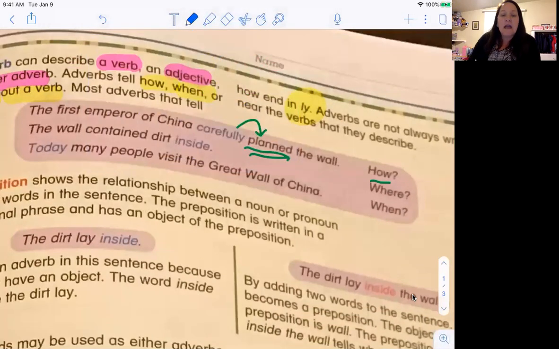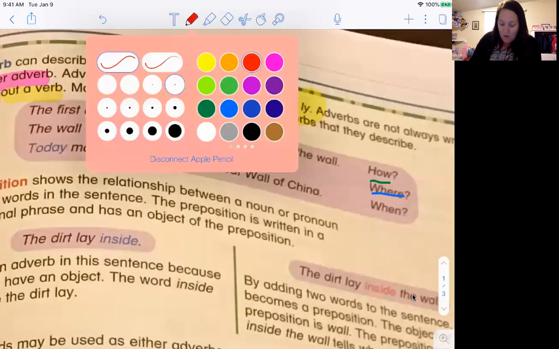Let's look at the second one that they've given us. The wall contained dirt inside. Where did it contain dirt? Inside. Okay, so inside is our adverb, and it's telling us where it contained. Contained is our verb. Where did it contain? It contained inside. Remember, not all adverbs end in ly, because this is an adverb, inside, and it doesn't end in ly.